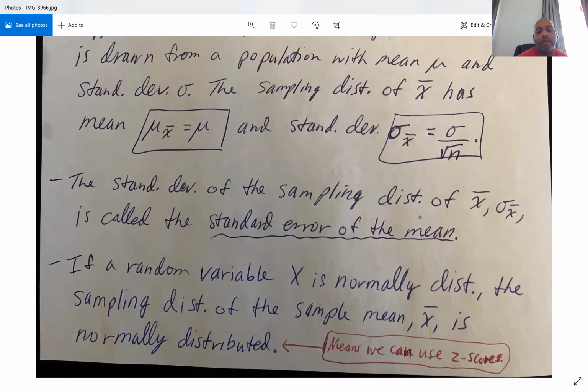If a random variable X is normally distributed, the sampling distribution of the sample mean x bar is normally distributed as well. So see what I have there in red? This means that we can use the Z-scores, and that's what a lot of this is going to depend on, the fact that these things are normally distributed. So we can use our Z-score relationship.